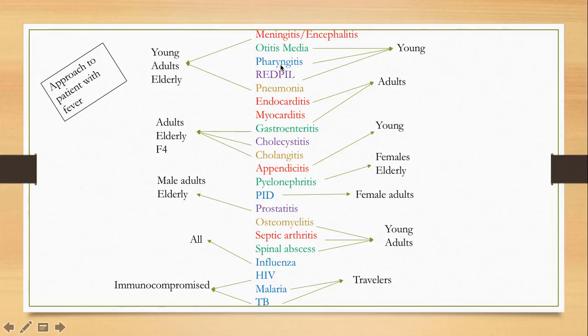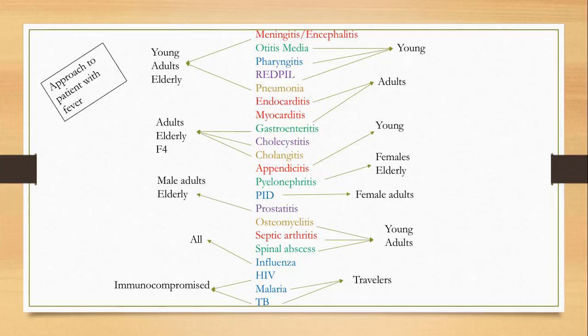But otitis media and pharyngitis and red pill patients are usually young, so they are not very old. Adults do not really get these infections very much. And then endocarditis and myocarditis patients are usually adults. They are not very young. Most of the time, gastroenteritis, cholecystitis, and cholangitis patients are adult patients, and you can see that female patients usually get cholecystitis more often, and usually those are the ones who are in their 40s, and sometimes they are overweight.